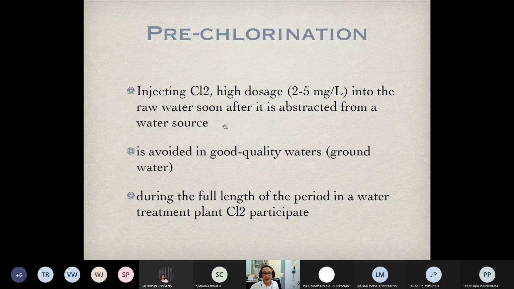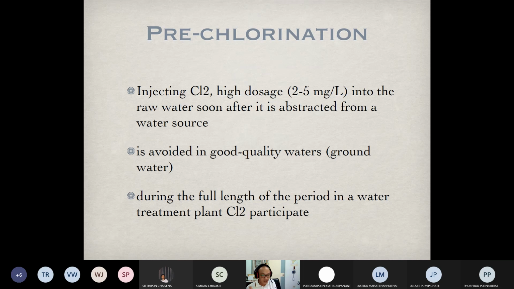We normally inject chlorine in a high dosage, 2 to 5 milligrams per liter. Milligrams per liter is equivalent to ppm. You may have heard about ppm, parts per million. It's equivalent to milligrams per liter. If you don't believe it, you can prove it later. But anyway, we keep the chlorine at a high dosage.